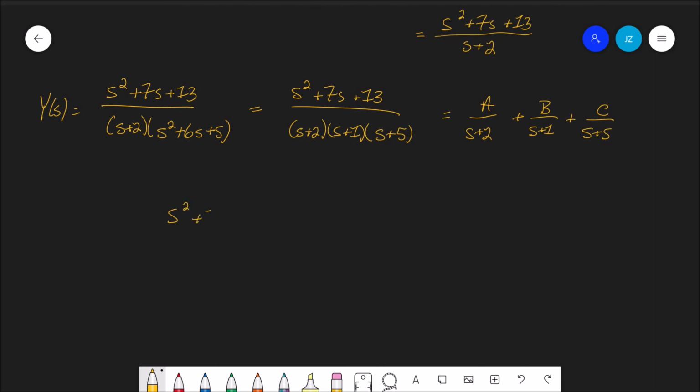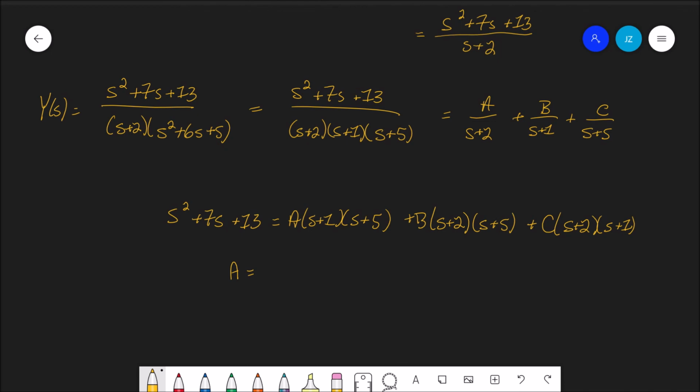We want it with s squared plus 7s plus 13 is equal to a times s plus 1, s plus 5, plus b times s plus 2 times s plus 5, plus c times s plus 2 times s plus 1. Solve for this. You'll find that a is -1, b is 7/4, and c is 1/4.